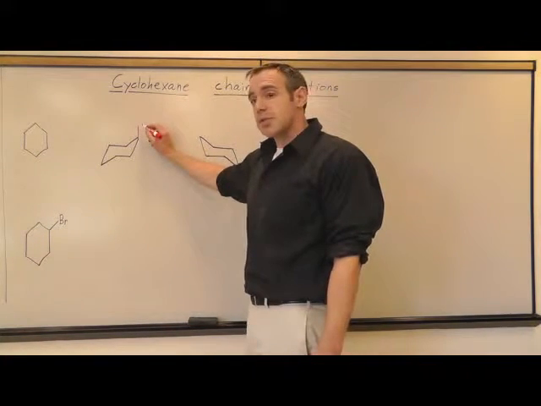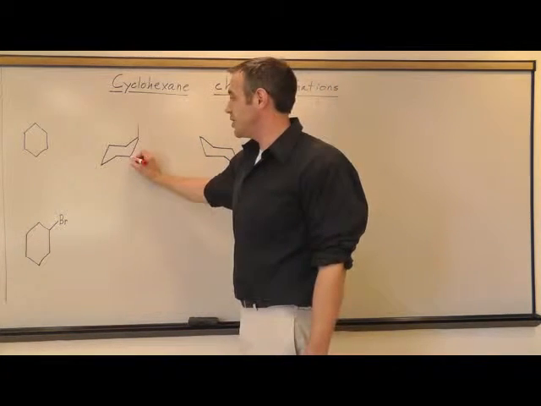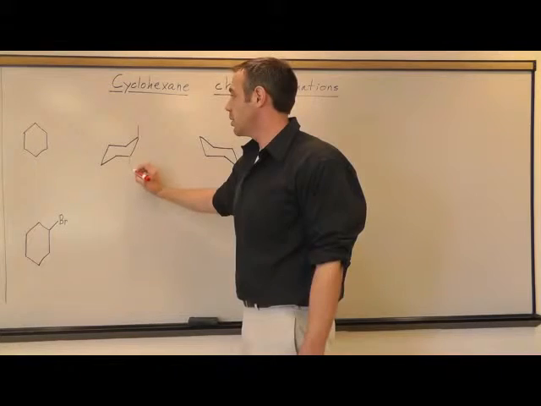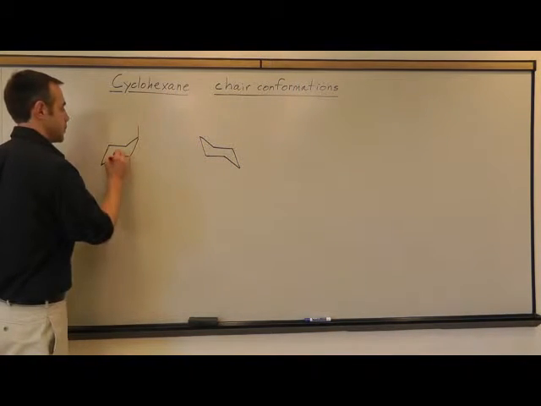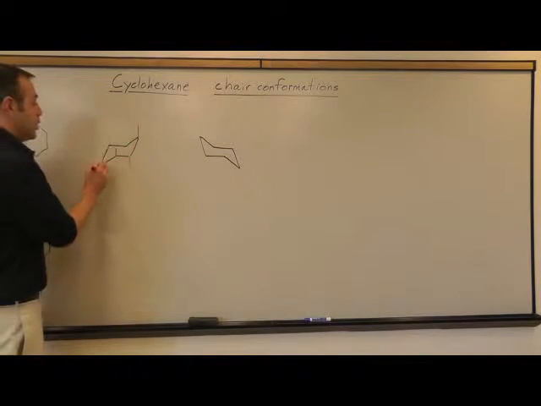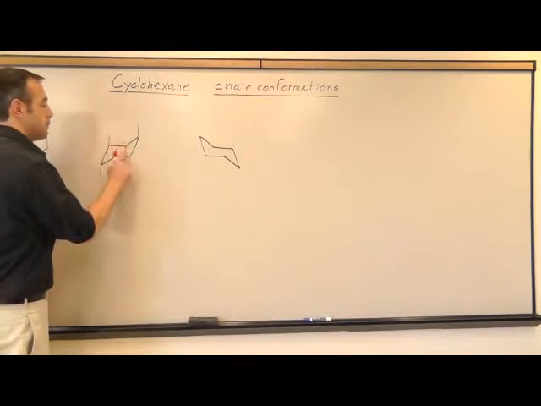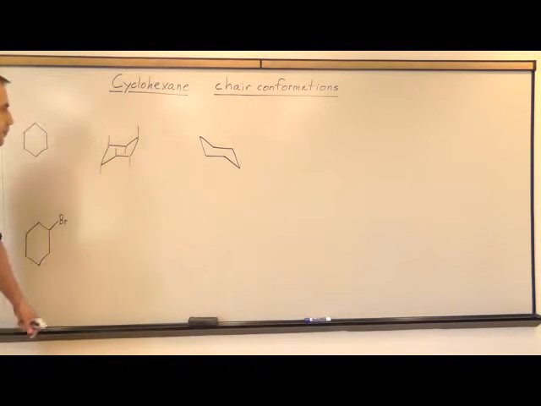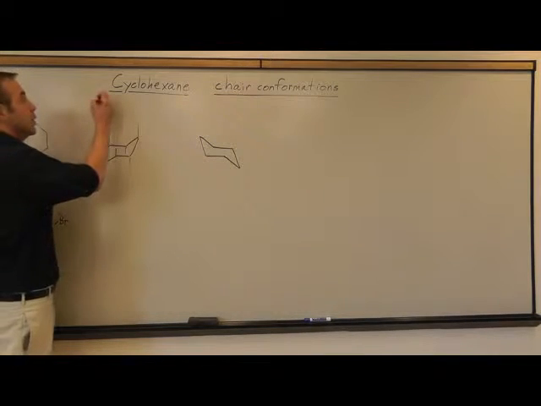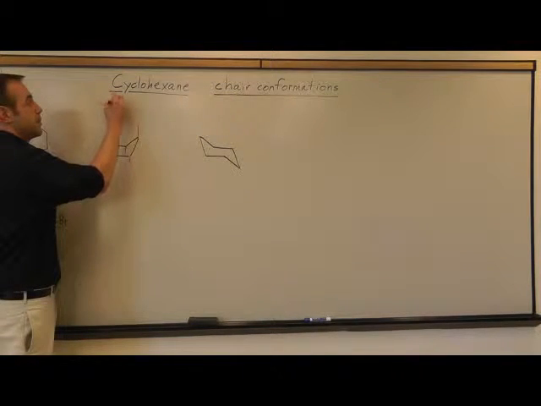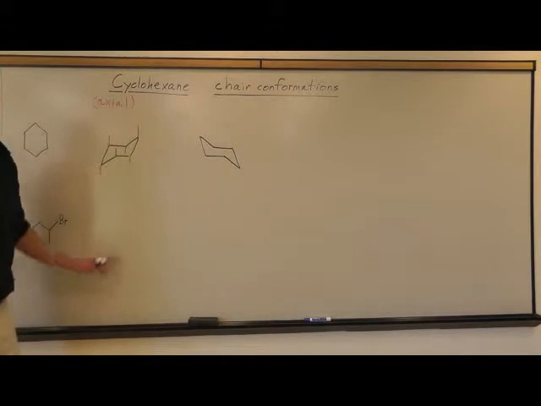The way hydrogens work on a cyclohexane is one will be going in an upward direction. On the adjacent carbon, it will be going downward. And then upward, and so on, as we go around the ring. So again, these are the axial positions, highlighted in red.